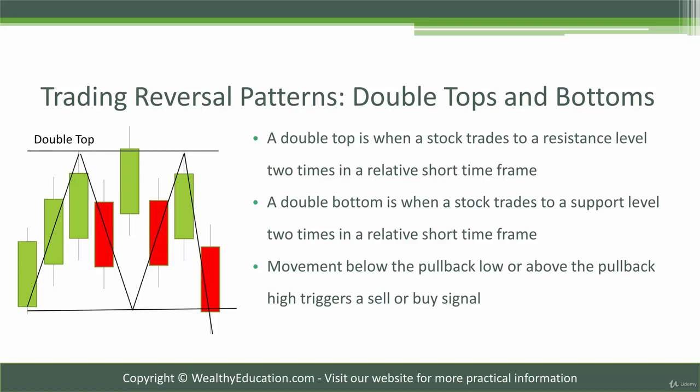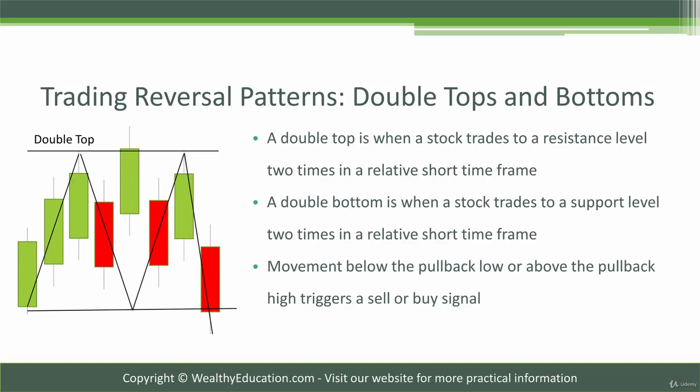It moves up to a resistance level, has a pullback to a pullback low, moves up a second time to the resistance level, and then pulls back and dives lower than the first pullback low. So basically with a double top, you have sort of an M pattern, and with a double bottom, you're going to have a W pattern. And when the stock breaks out of the pattern, as it does here on the right side of this graph, and moves lower, that is your signal to either sell the stock if you're long or go short the stock.